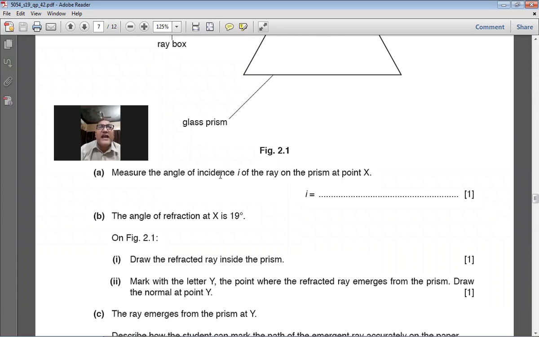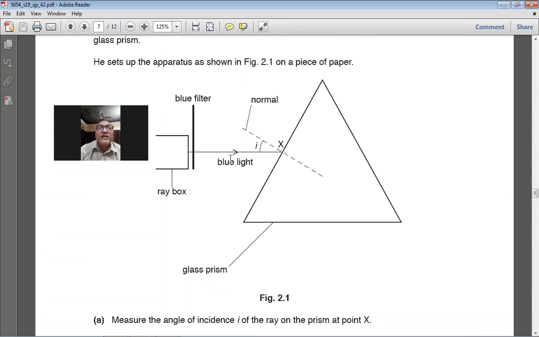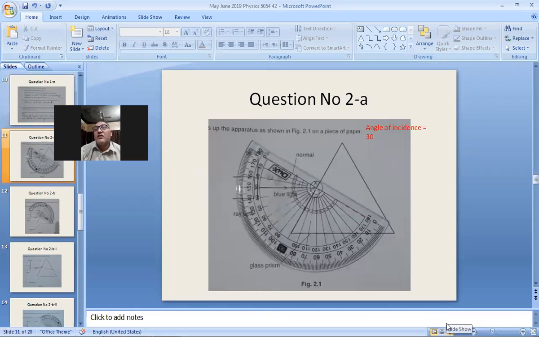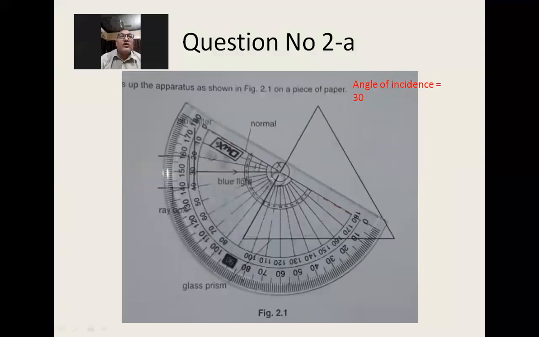He says measure the angle of incidence I of the ray on the prism at the point X. So we have to measure the angle of incidence. I will put the protractor here and try to measure it. Let me show you my answers. Here we go. You can see this is how you will use your protractor. The crosshair of the protractor is at the point of incidence, and the 0 of the protractor has been aligned with the normal.